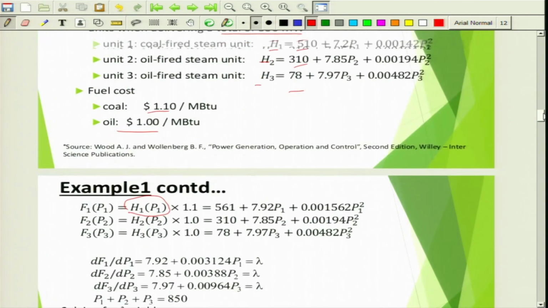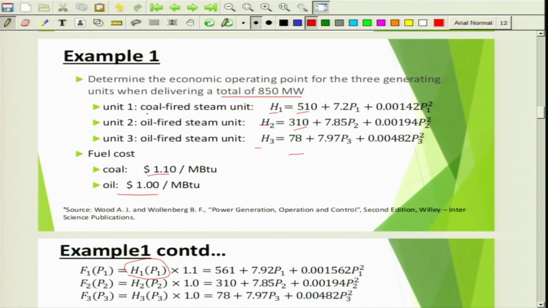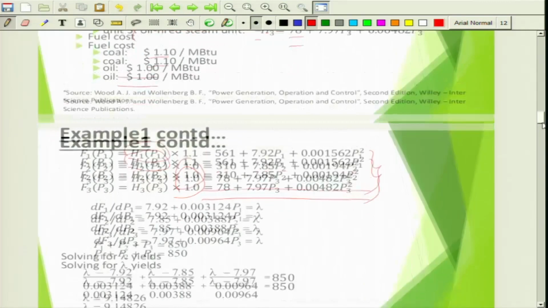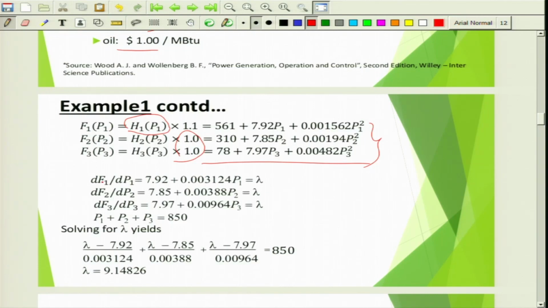You see here, the first one is a coal fired steam unit, and the next two are oil fired. For the first characteristic function you multiply by 1.1, and for the second and third you multiply with 1, and then you will get the fuel characteristic curve for each unit. Now you obtain the partial differential equation, that means you find ∂F1/∂P1 for each of them, and that should be equal to your Lagrangian multiplier.